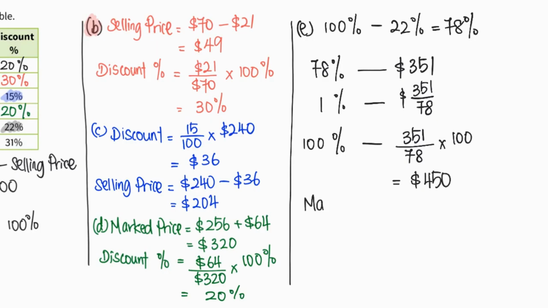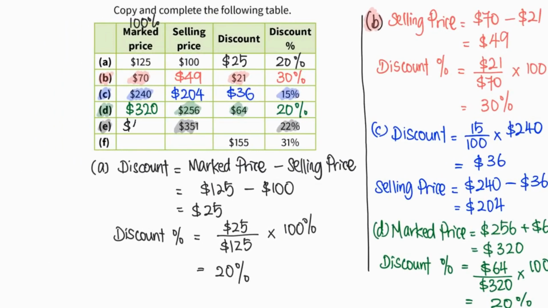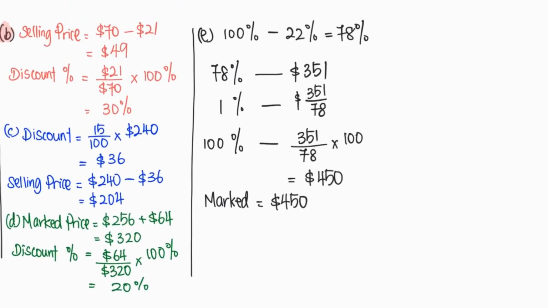So the mark price is $450. And since we're at this, the discount is 22%. So it's 351 over 78 times 22. $99. So this will be my discount.